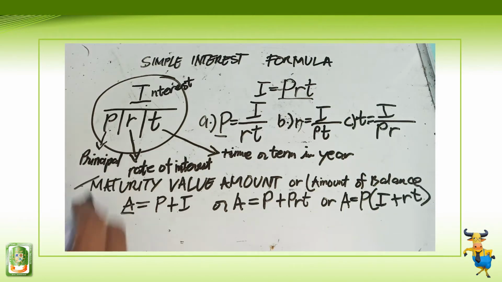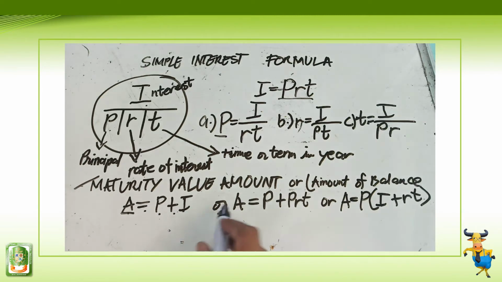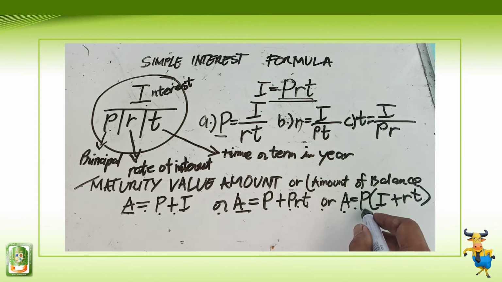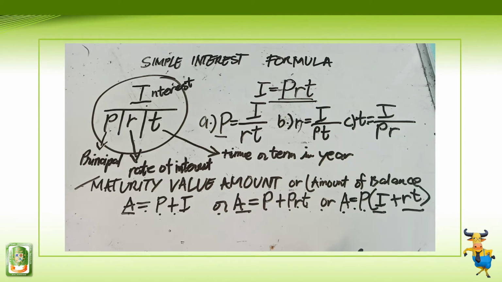Kung paano naman kunin ang maturity value amount, the maturity value is equal to the principal plus the interest. Or, pwede natin gamitin the maturity value is equal to the principal plus the principal, the rate, and the time. Or maybe, we can use the maturity value or amount of balance is equal to the principal times one plus the rate and the time or tinatawag natin term in years. Okay?